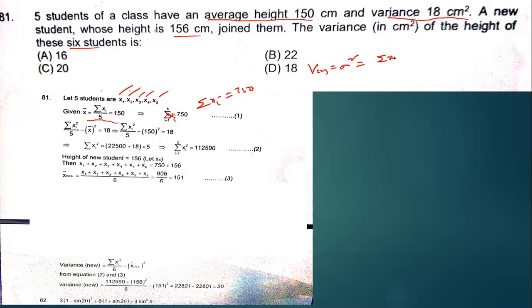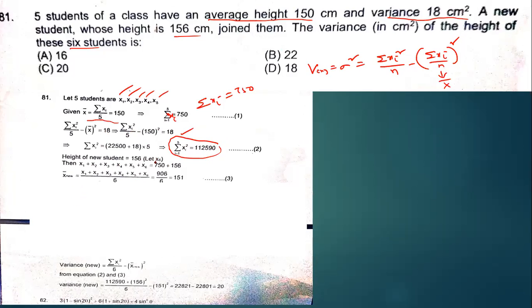Sigma square is sigma xi square by n minus (sigma xi by n) whole square. That is given. How much is given? 18. This second term can be written as x bar, the average. Sigma x square by 5 minus x bar, which is 150, average, is equal to 18. So simplifying, you get the sum of the squares of these heights, something like 1,12,000 is coming.